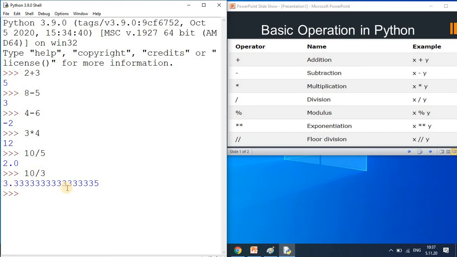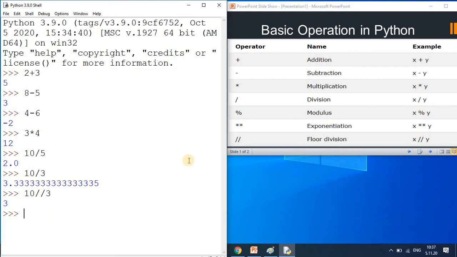Suppose if you want the answer as an integer, then what we do is 10 divided by 3 using two slashes. Now you are getting only 3. So now you understand floor division. We use two slashes so that you get the answer as a simple integer.